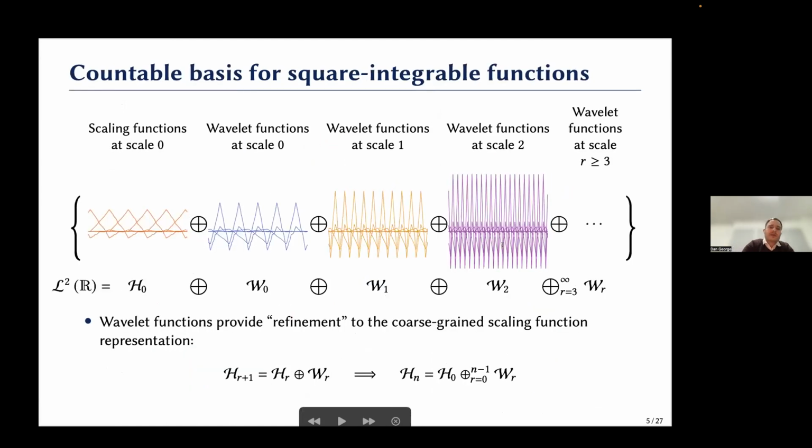So the wavelet basis is a countable basis for square-integrable functions in L2 on R, the real functions over the real line. You can take the scaling functions at any scale, which we describe as 0, which is essentially arbitrary, and then wavelet functions at successively finer scales will then provide that refinement, which is represented here at the bottom.